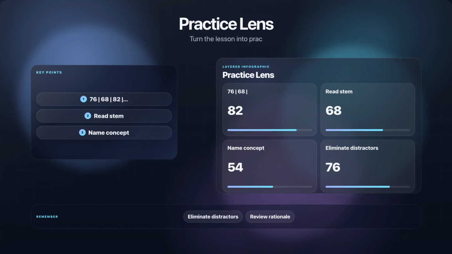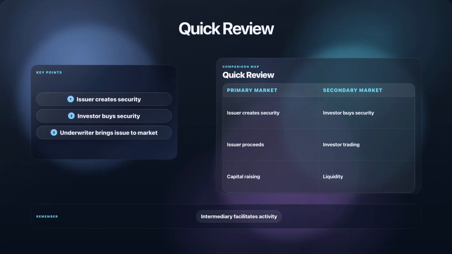In practice questions, do not only ask whether you got the answer right, ask why the correct answer is correct, and why the other choices are wrong. That is how you turn market participants from passive knowledge into exam-ready understanding. Quick review. You should be able to define the topic, identify the parties involved, explain why it matters, and recognize the common trap. If you can do those 4 things, you are studying in the way the SIE actually tests.